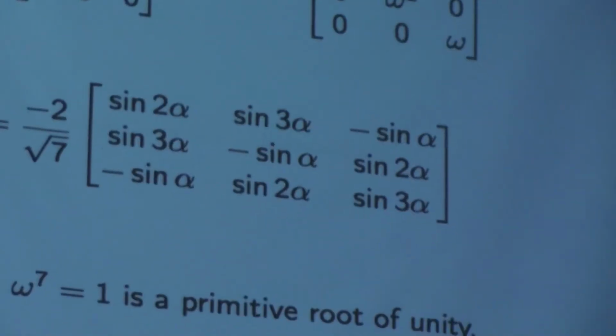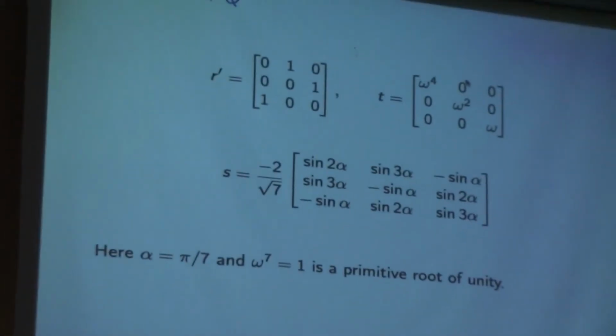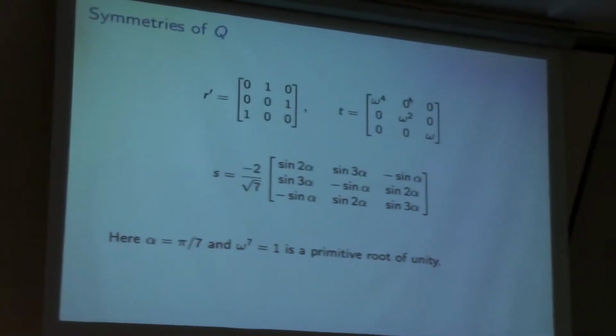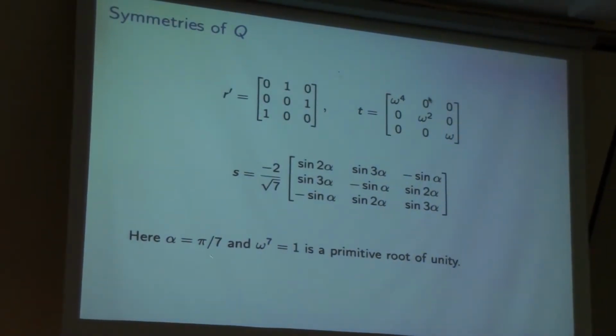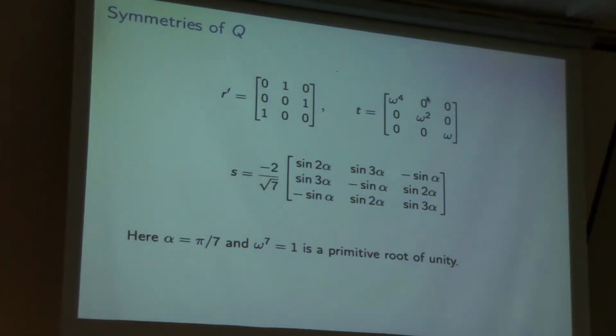My apologies. Okay, so there's another kind of frankly insane matrix, which is this matrix here, and here alpha is pi on 7. So this matrix is real, right? It's not turning real points into complex points or doing anything funky. I think this is the reflection. It's actually not a reflection. What it's doing is an order 2 rotation, but in the real plane it looks like a reflection. And so this guy is order 7, and this guy is order 3.